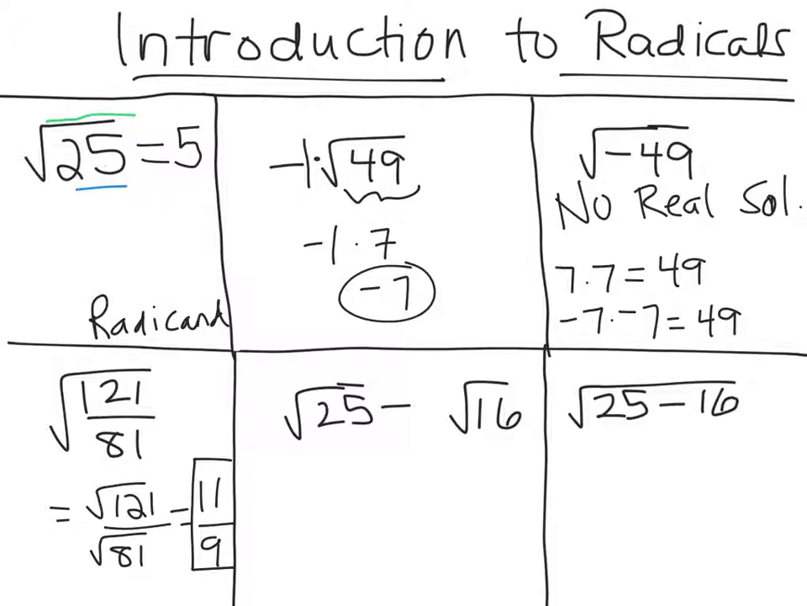All right, here I'm going to take the square root of 25 and get 5. And now I have the square root of 16, which is 4. So this becomes 5 minus 4, which is 1.